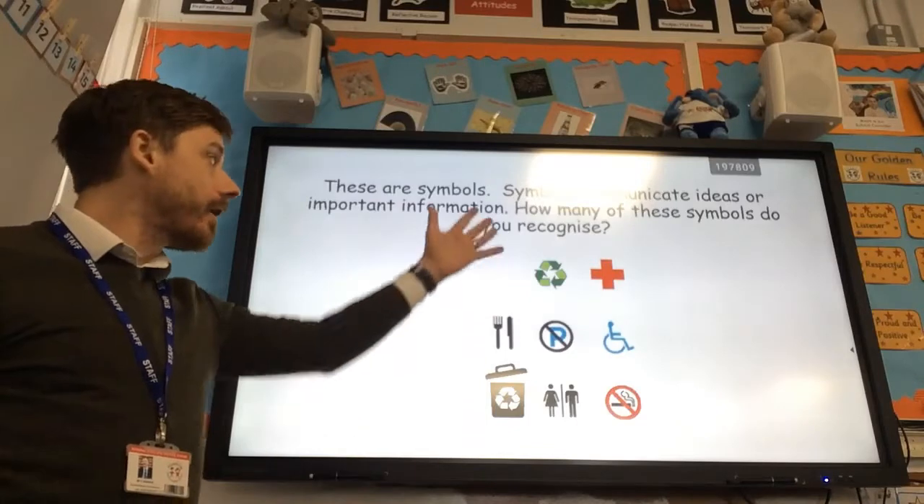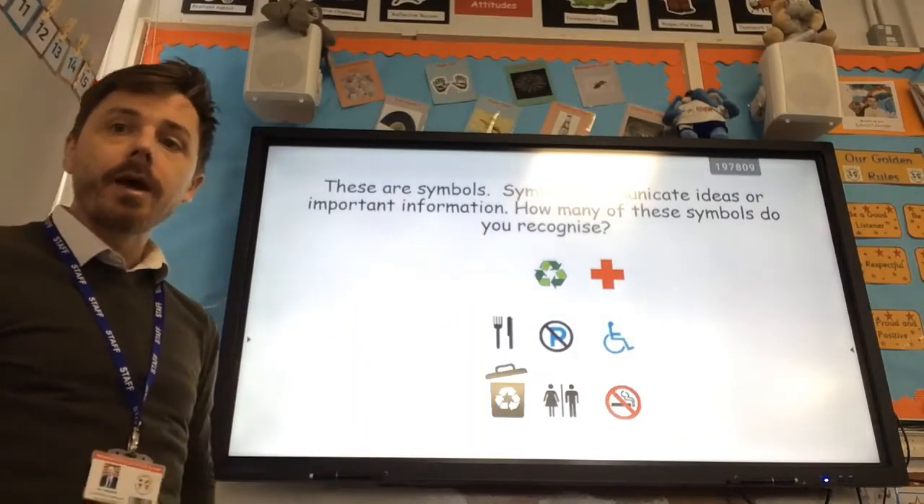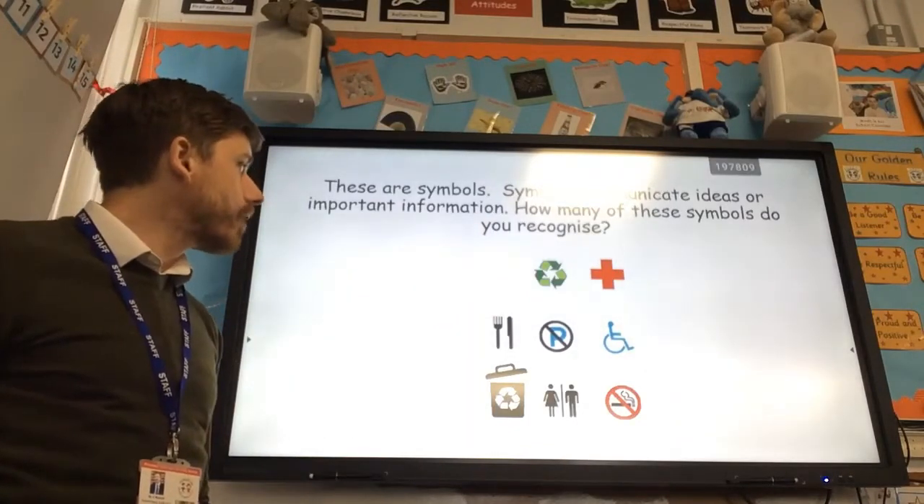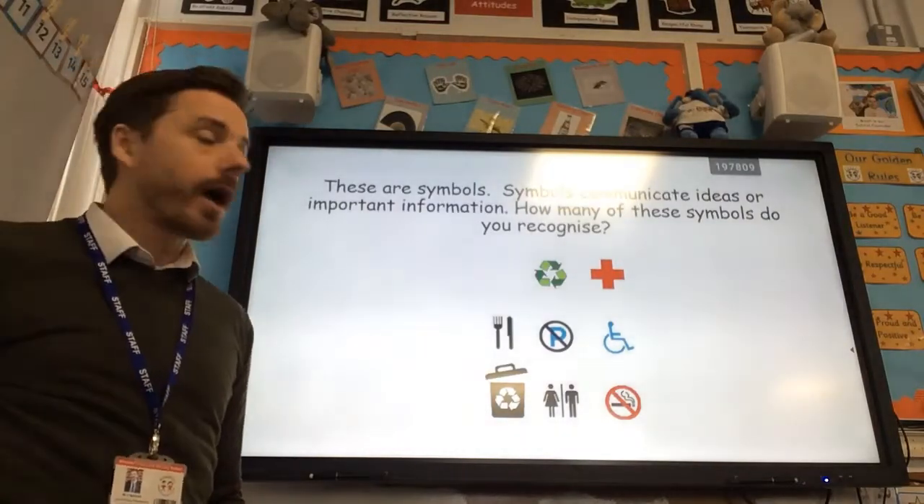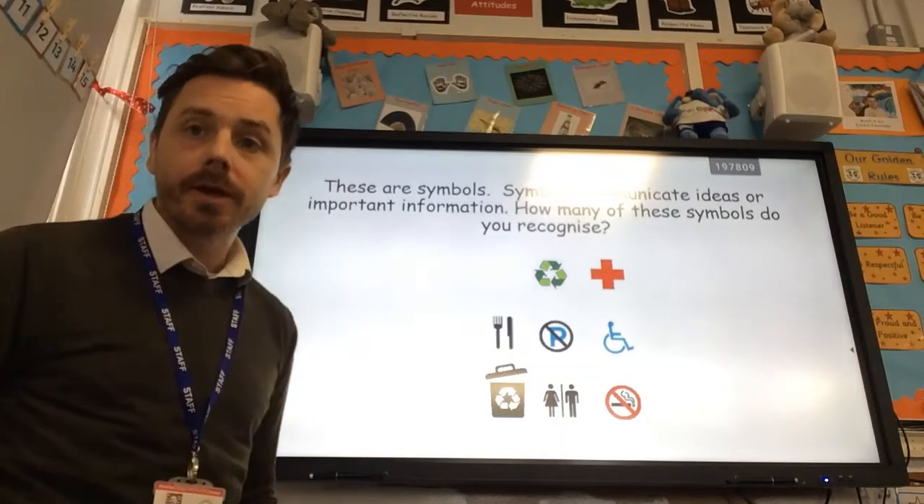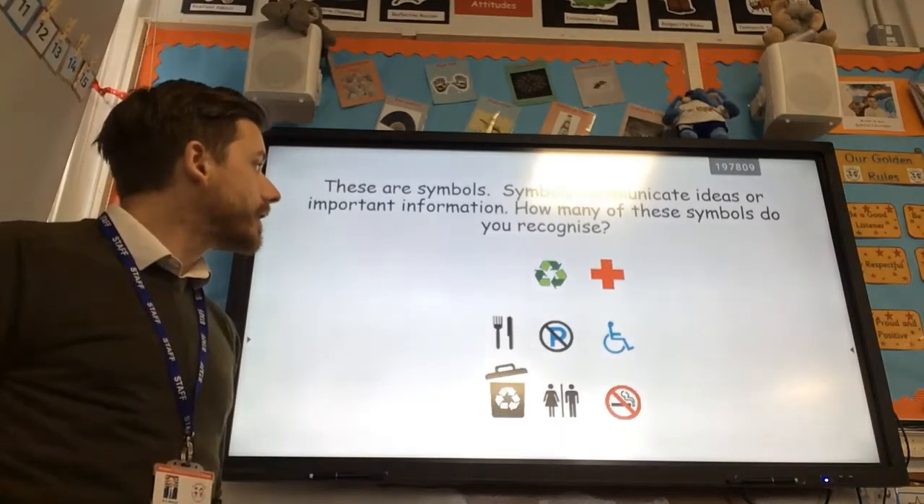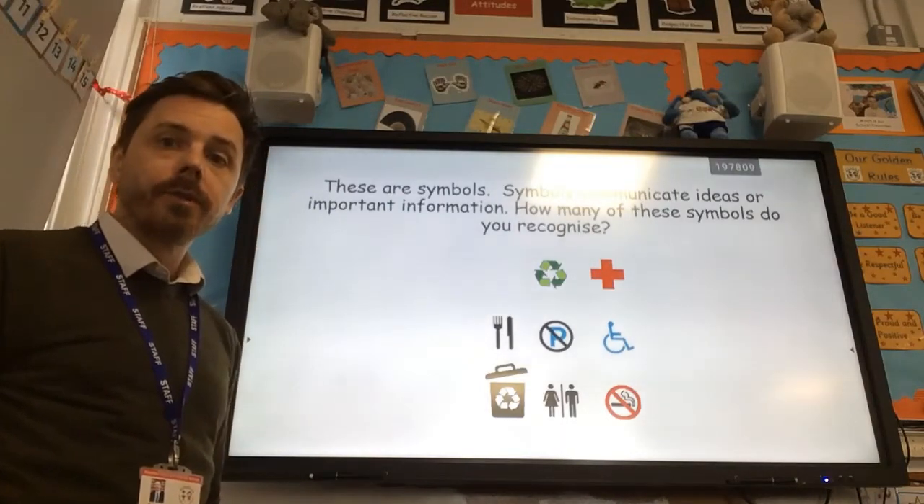I've got some symbols here on the board. I wonder how many of these that you recognise. Maybe you can tell your grown-up what these symbols mean, or maybe the person next to you about what these symbols represent. What do they mean?